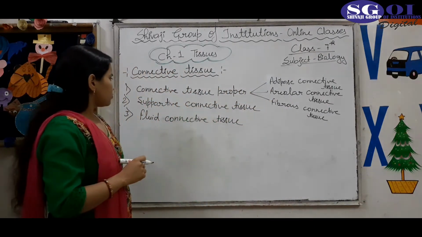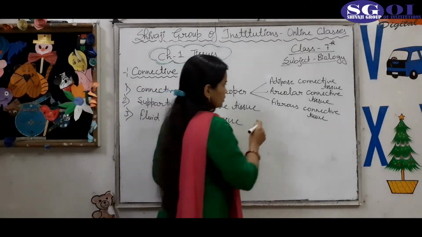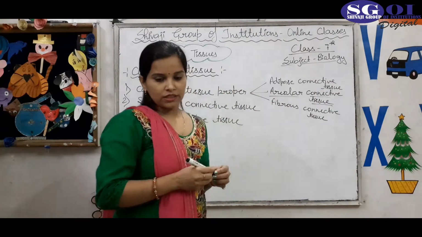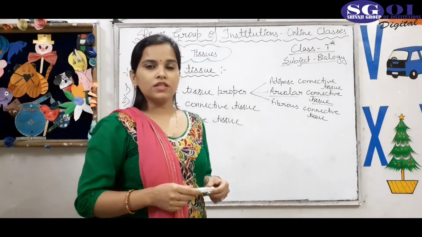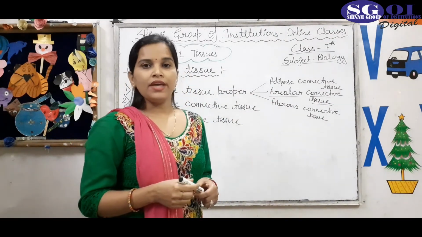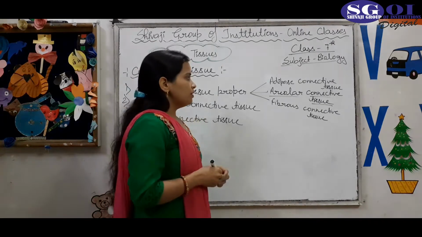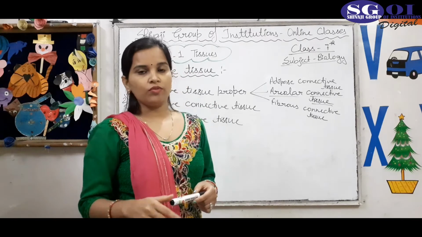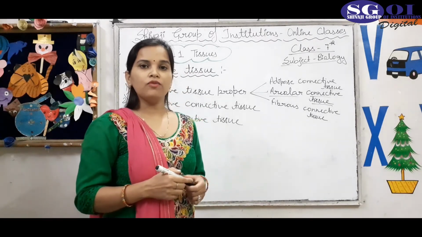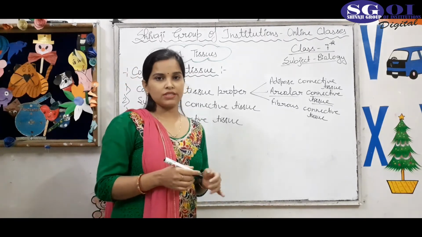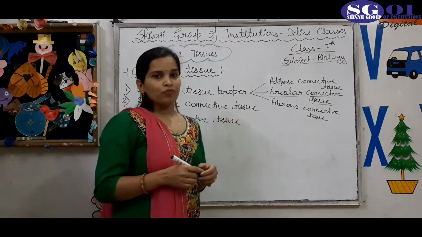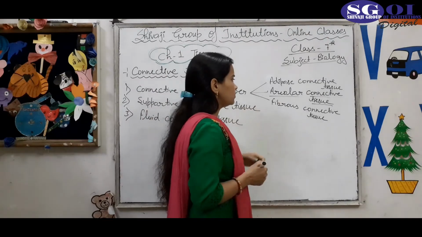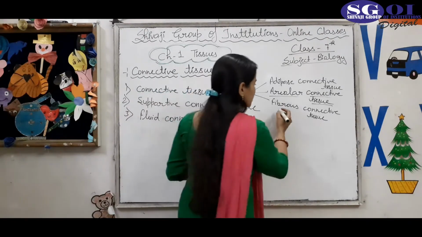If you talk about the areolar connective tissue, it is the most widely distributed connective tissue in animals, and it is found under the skin as a continuous layer of the skin. It provides support by filling up the space between the organs, and this type of tissue acts as a packing material. This is the areolar connective tissue. Second is the fibrous connective tissue.